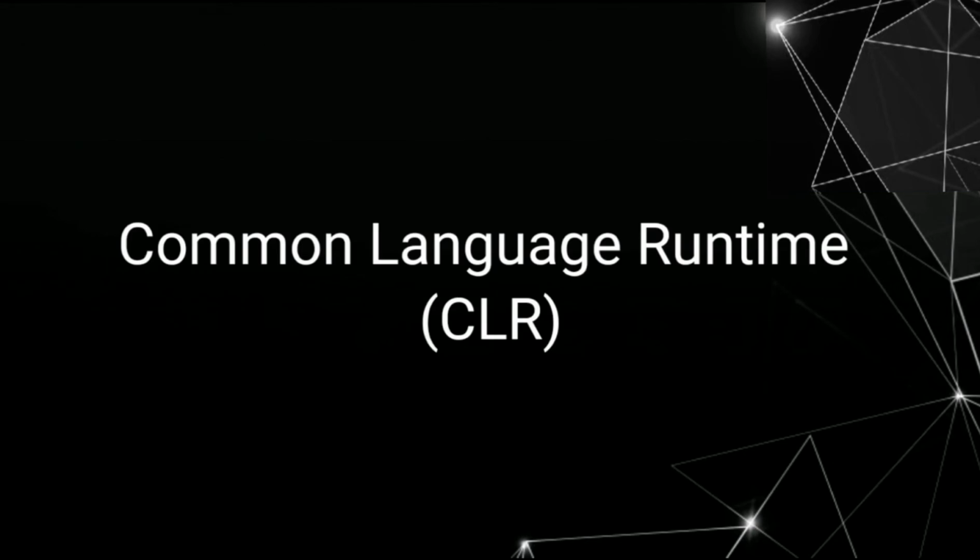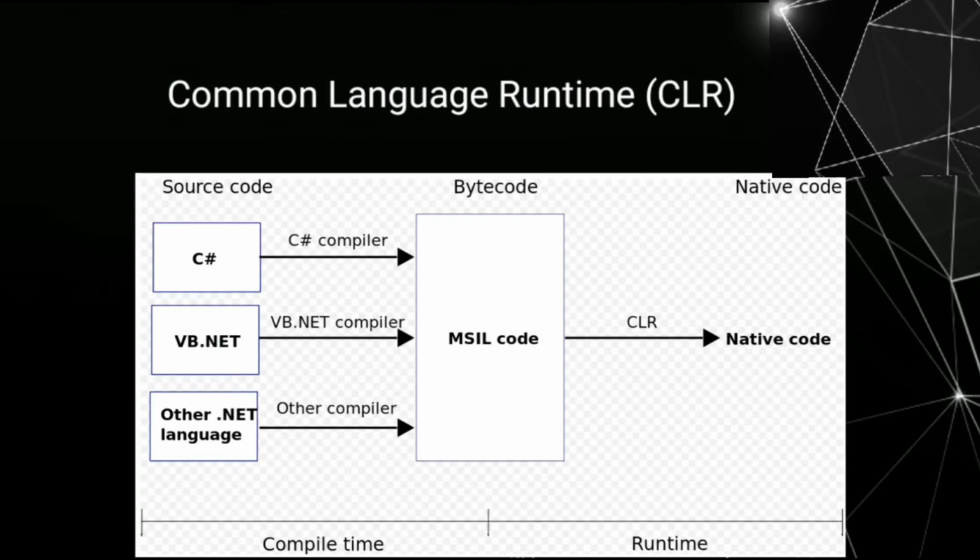In this tutorial, I will tell you about CLR. So what is CLR? CLR stands for Common Language Runtime. To make it easier to understand, I will first explain the CLR with the help of a diagram. In this diagram, you will see the CLR is providing an environment which is converting the source code into native code. But before converting into native code, the source code is first converted into bytecode, that is MSIL code. After that, it is converted into native code.